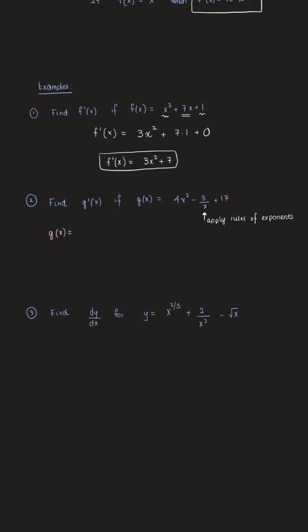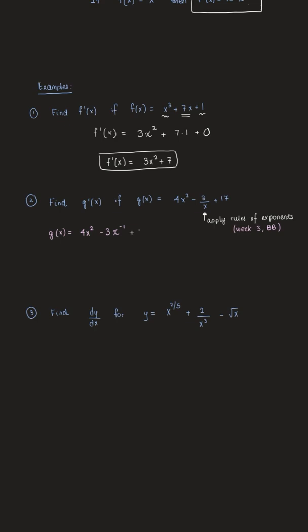I'm going to write g of x is 4x squared. And instead of minus 3 over x to the first power, we can bring the x in the denominator to the numerator using a negative exponent. By the way, I put the rules of exponents in our week 3 folder in Blackboard. So you can take a look at that.